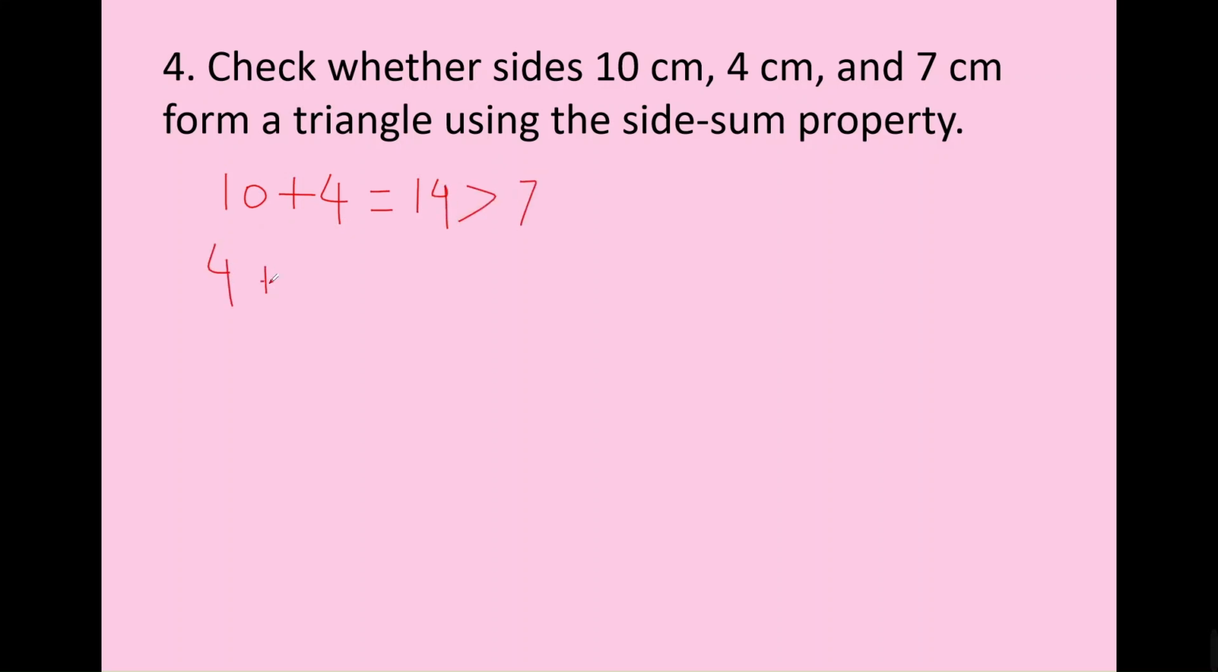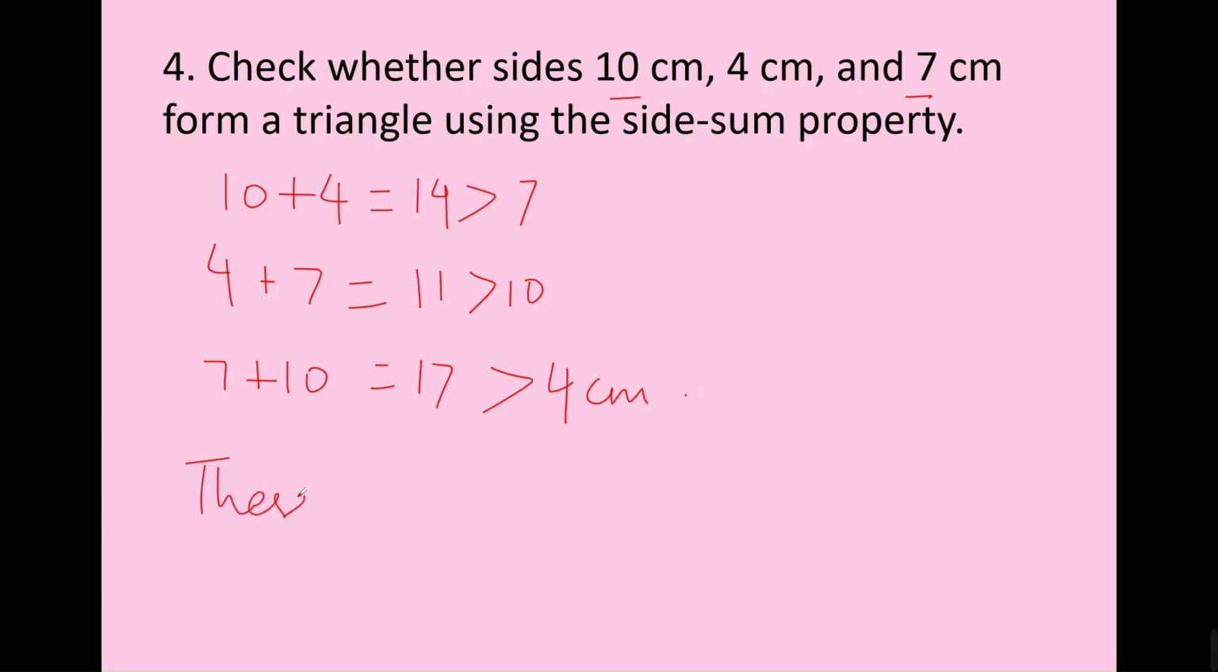Let's take 4 plus 7, it is 11, which is greater than the third side, which is 10 centimeters. And the last combination is 7 plus 10 makes 17, which is greater than again 4 centimeters. So hence these sides will form a triangle.